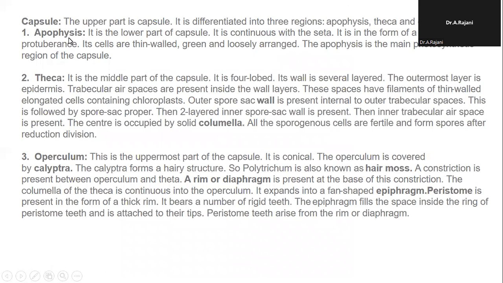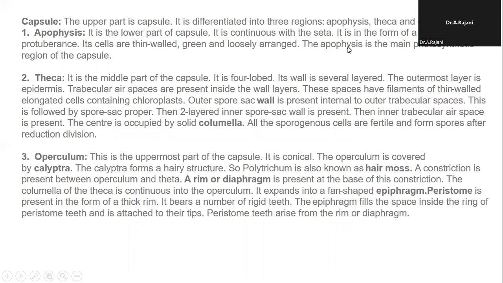So the epiphysis, which is considered the lowermost part of the capsule, is continuous with the seta region, helping in conducting the food material. When you observe the structure, it is in the form of a swollen ring-like protuberance at the base, and it consists of thin-walled cells which are green and loosely arranged. The cells are green because they possess chloroplasts and perform photosynthesis.